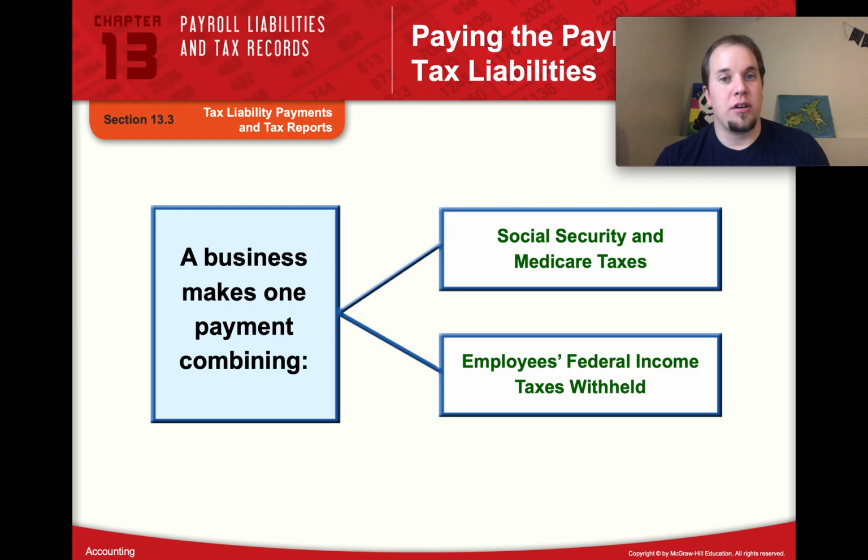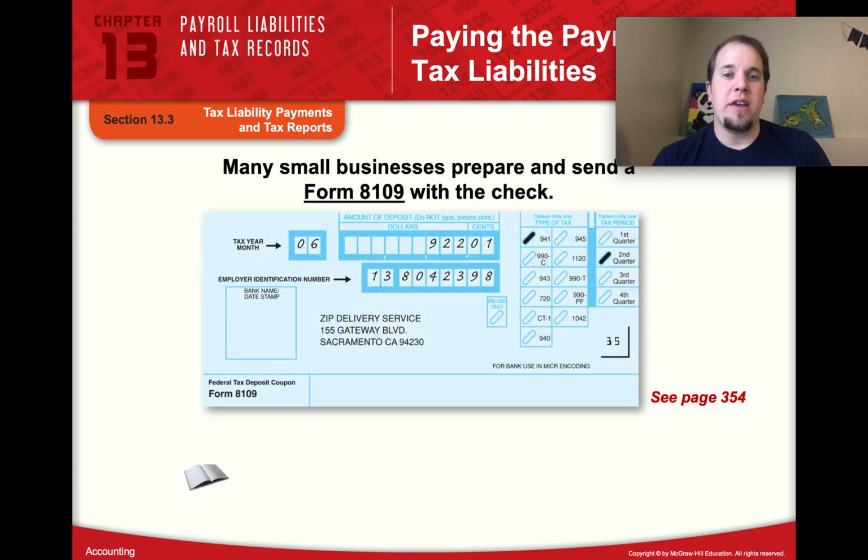If it's a seasonal corporation, it could be quarterly. So it really depends on the structure of the business. So what we see then is that Social Security, Medicare, and the federal income taxes are all paid at the same time. The form they use for that is called 8109.